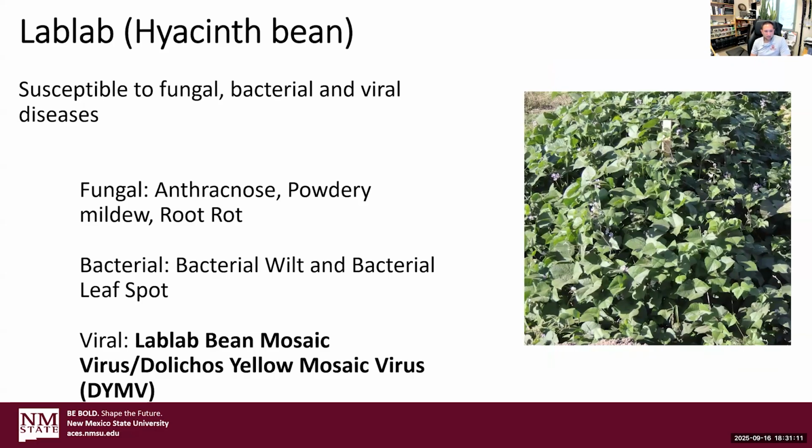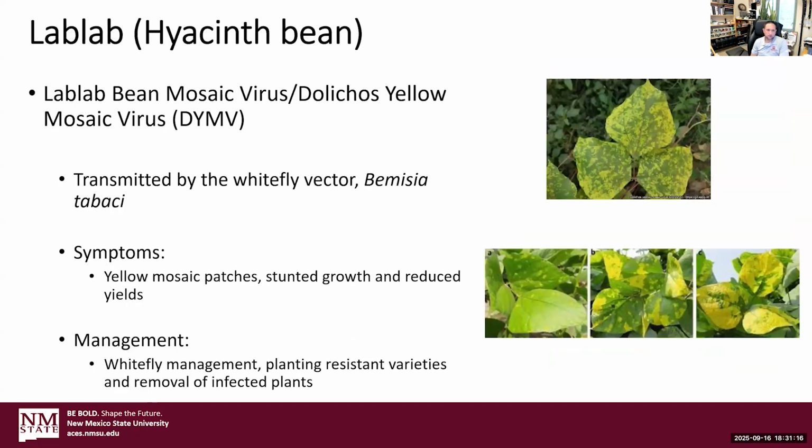Lab bean mosaic virus is one that we'll highlight. This virus is transmitted by a whitefly vector. Some of the symptoms you can see are yellow mosaic patches, stunted growth, and reduced yields. Management for this is just whitefly management, planting resistant varieties, and removing those infected plants.